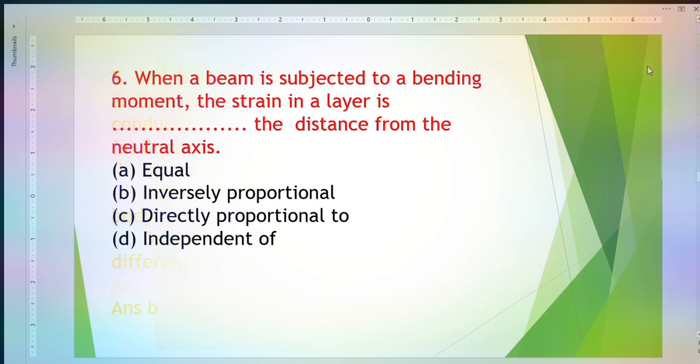Our next question is: when a beam is subjected to a bending moment, the strain in a layer is dash the distance from the neutral axis. The options are equal, inversely proportional, directly proportional, independent of. The correct option is directly proportional.